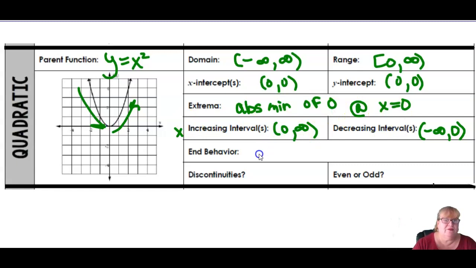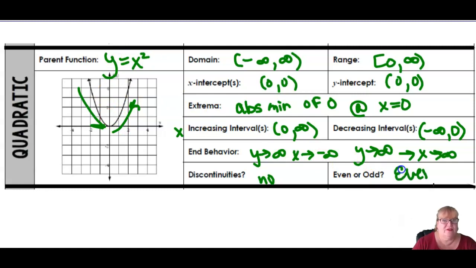All right, end behavior, both ends are up, so y is positive on both sides, both as x is negative and as x is positive or going to the right. All right, it has no discontinuities, and what do you think, guys? Even exponent only, y-axis is symmetry, so it is even.